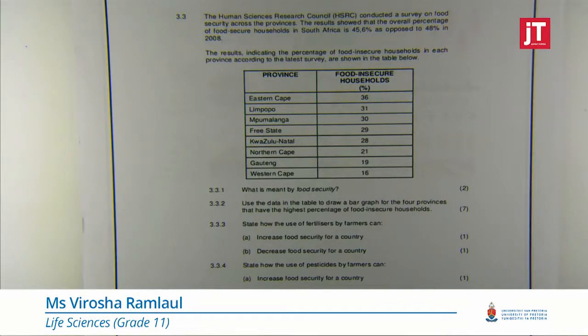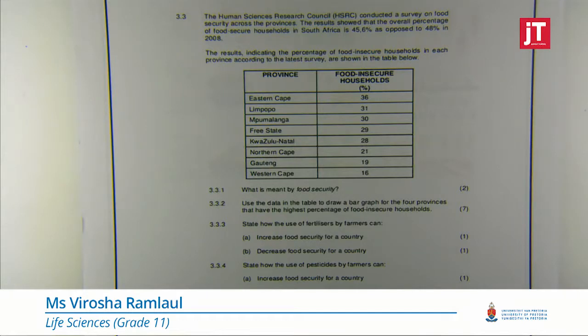So the Human Science Research Council conducted a survey on food security across the provinces. The results show that the overall percentage of food secure households in South Africa is 45.6%, as opposed to 48,000 in 2008. Right, that's shocking. They have all the different food insecure households. Read carefully. Sometimes you think you're looking at secure, when in the meantime it's food insecure. That's why you need to have your highlighter ready.